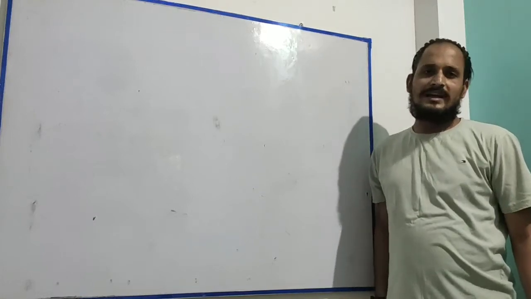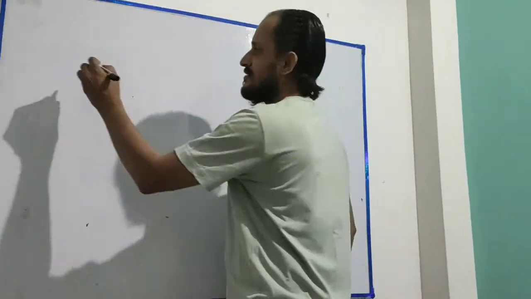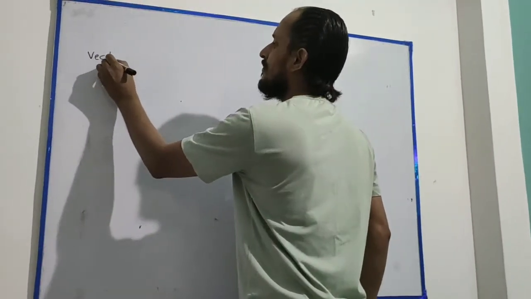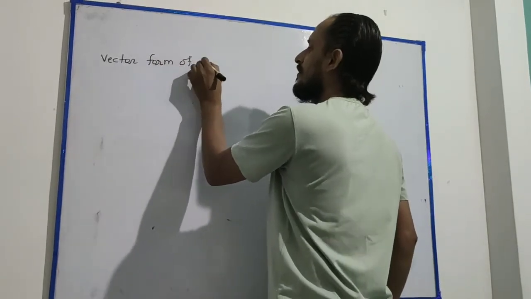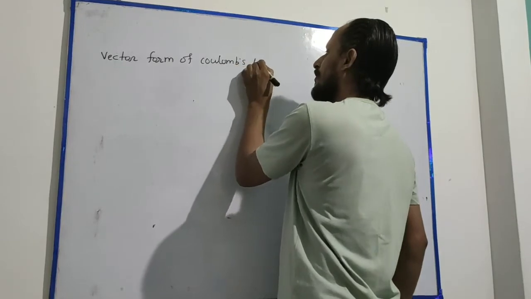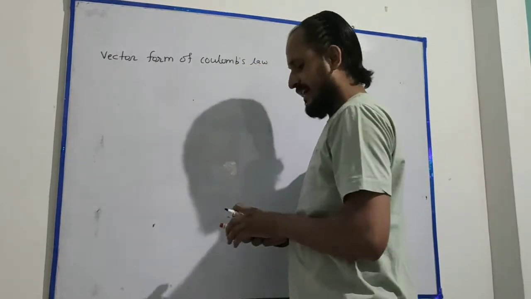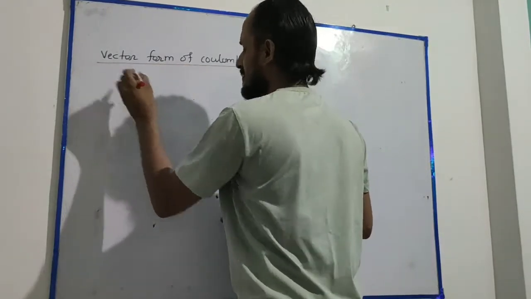Dear students, earlier we had discussion regarding Coulomb's law. Today we will discuss vector form of Coulomb's law. Vector form of Coulomb's law we will discuss for two different conditions.